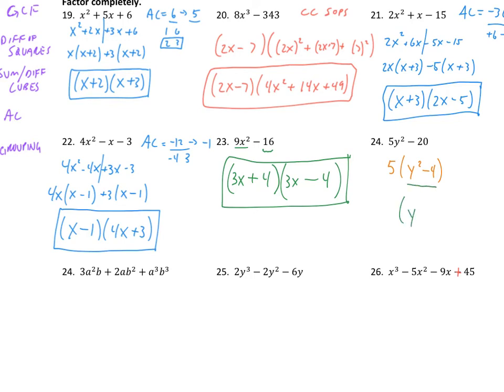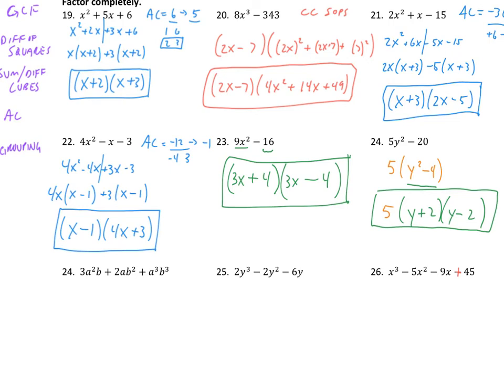So that y is going to come down in the front, because y times y is y squared. I get a plus and a minus, and then 4 comes from 2 and 2. Now, the only thing I didn't do was bring down that GCF I took out earlier, and that'd be really bad if I didn't do that. So it's 5 times y plus 2, y minus 2. And there's my factorization for number 24.